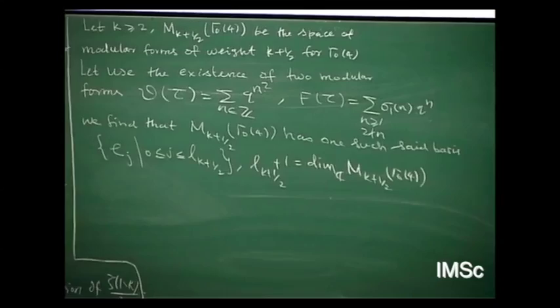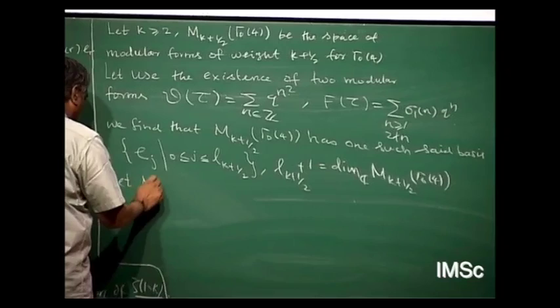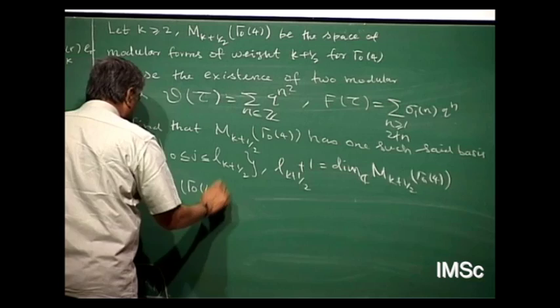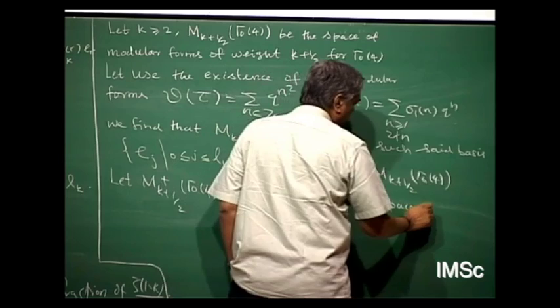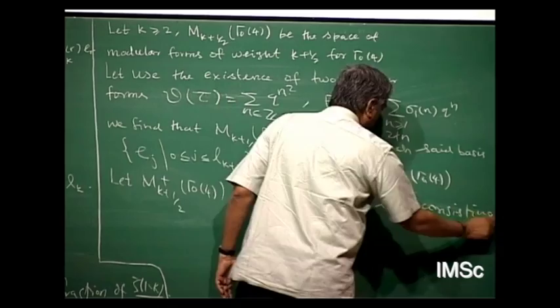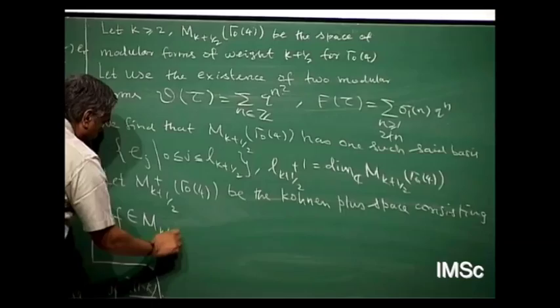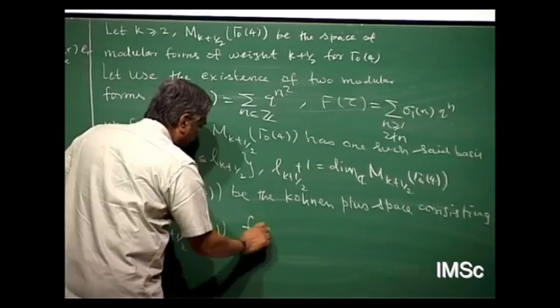Therefore, I need that one. Let M^+_{k+1/2}(Gamma_0(4)) be the Cohen plus space, consisting of F in M_{k+1/2} having Fourier coefficients in this prescribed form.